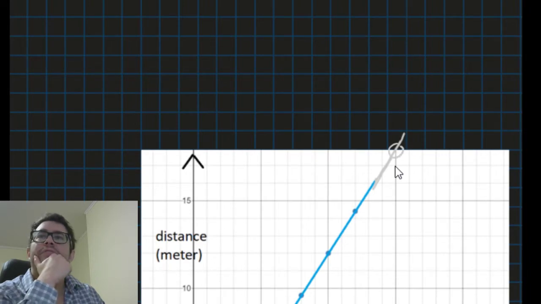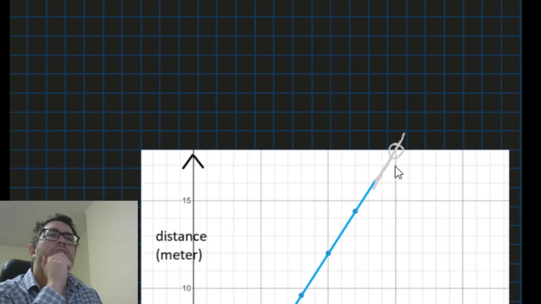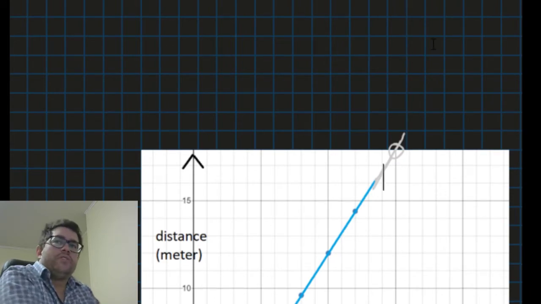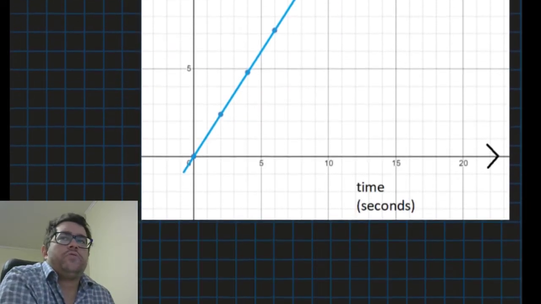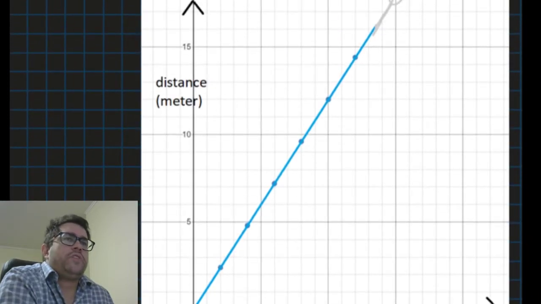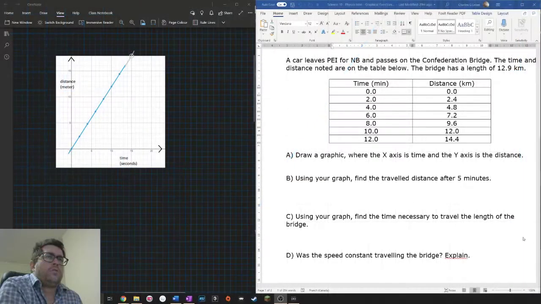And we could say at 15 seconds, the object would have been at 16, 17, 18 meters. So we're just looking at a graph and answering questions using a graph. Have you noticed? We're just using the graph to answer questions. Right, so when it says here, draw a graph, that's what we did. And they tell you which axis is what, and then use the graph, find the travel after 5, using the graph, find the time. There's no math here. It's just, what does the data tell you?